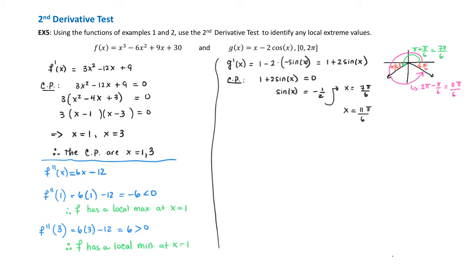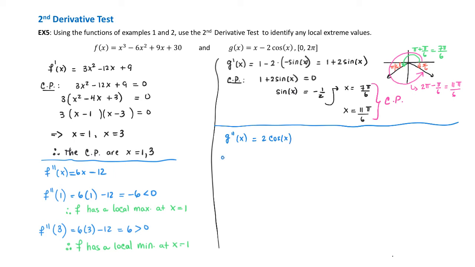Now I have to quickly go back and refer to the original function. Is my function defined at these values? Are these values in the domain? And the answer to that is clearly yes. So then these are valid critical points. These are the critical points. So now that I found those critical points, I'm going to continue with the second derivative. The second derivative of the function will just be 2 times the cosine of x.